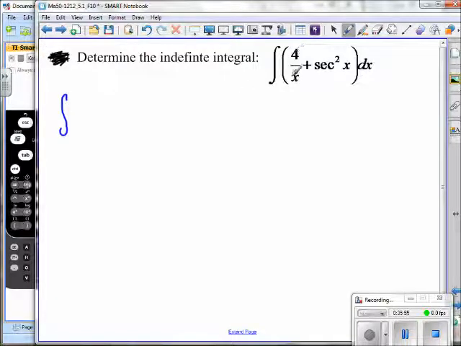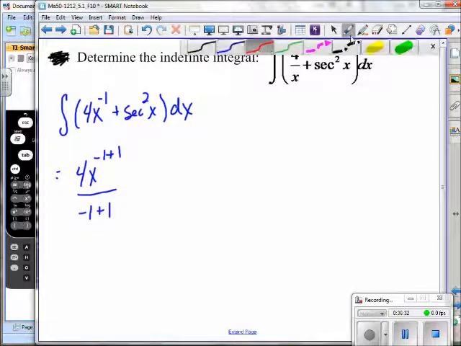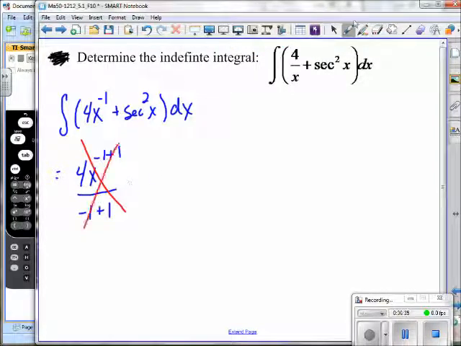Now, we've already looked at 4 divided by x, but chances are you're going to forget that as you're doing problems, and you're going to put it down as 4x to the negative 1. And we're going to try to divide by the new exponent. And you know what's going to happen in this case. It's 0. So you can't divide by 0, so you're going to have to ditch that plan and come up with a new one.